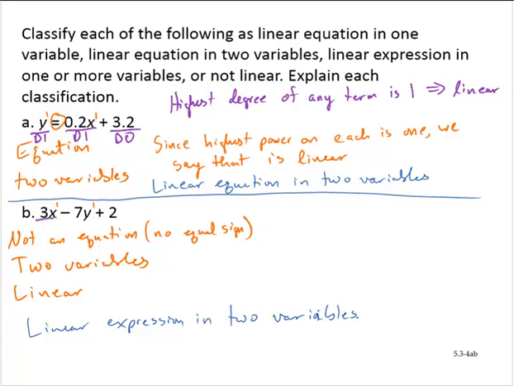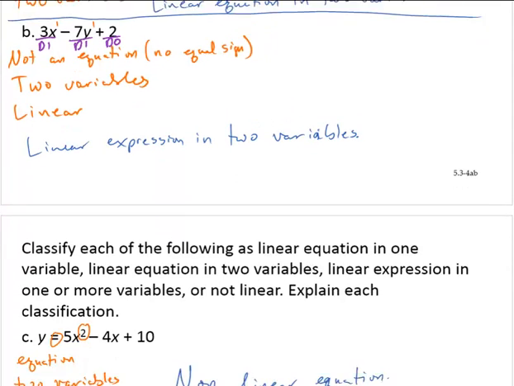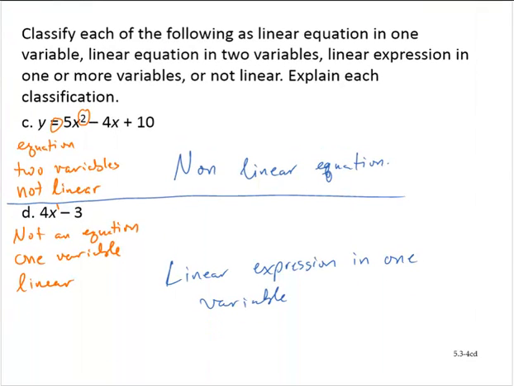Similarly, exercise B, degree 1, degree 1, degree 0, linear. Now contrast that with example C. Degree 1, degree 2, degree 1, degree 0. We see degree 2, nonlinear. Example D, degree 1, degree 0. The highest degree is 1, linear.